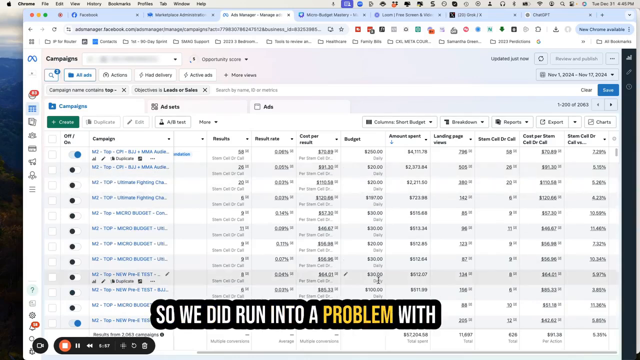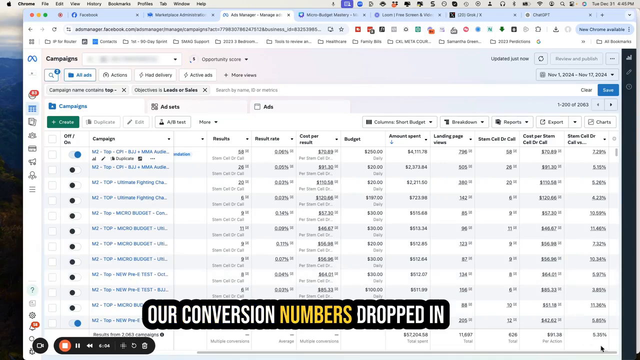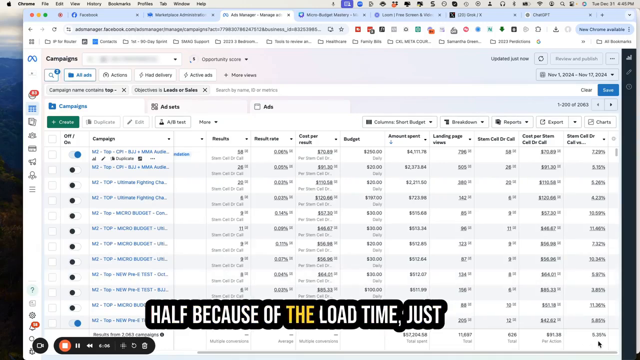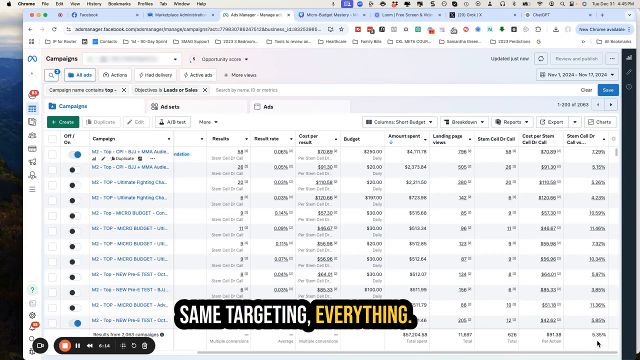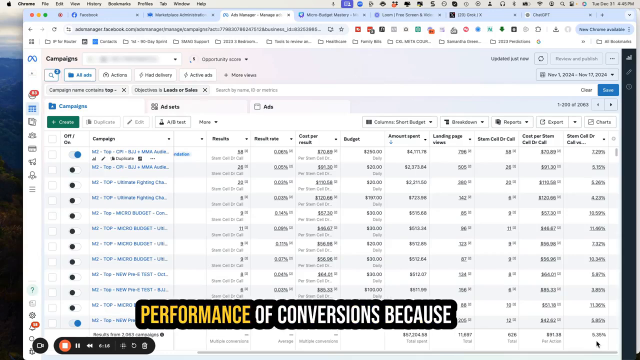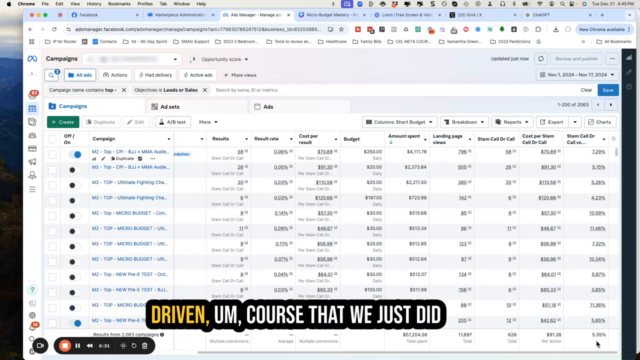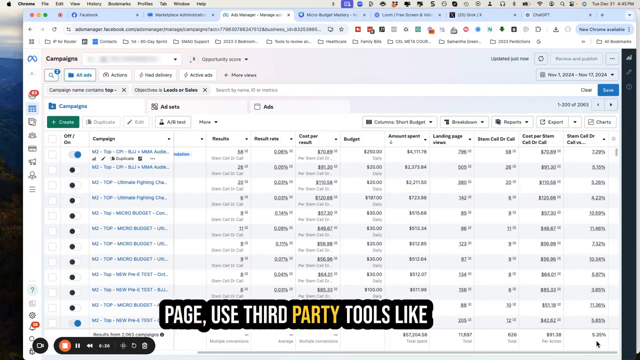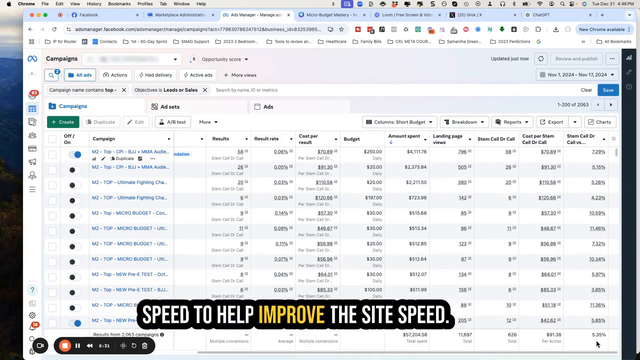So we did run into a problem with this client where the website speed had slowed down a little bit. This is one of those clients that our conversion numbers dropped in half because of the load time of the landing page. So the same ad, same audience, same targeting, everything, we started to see a drop in performance and conversions because of the slow loading of the page. So we talk about this in our data-driven course that we just did training, how we help speed up the page, use third-party tools like Microsoft Clarity, use a Google Site Speed to help improve the site speed.